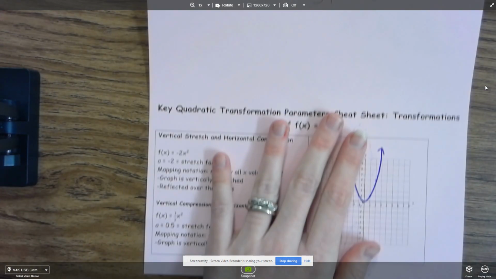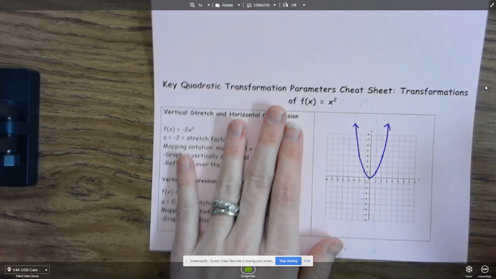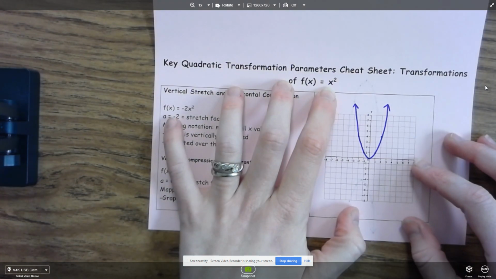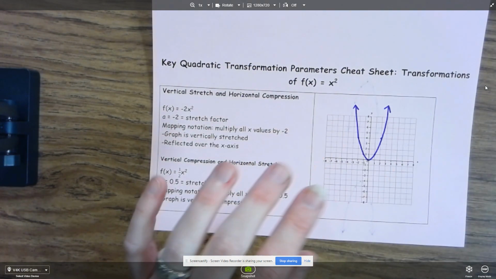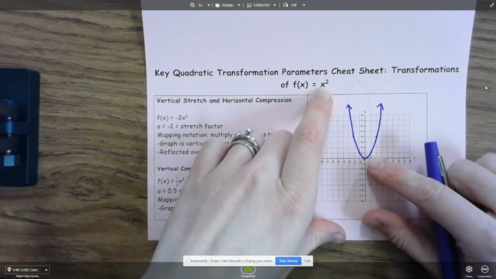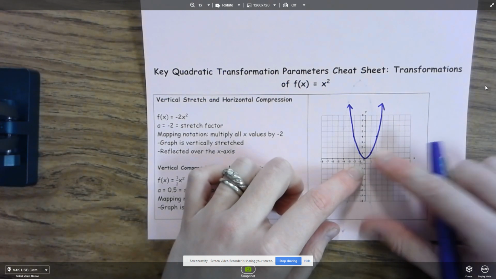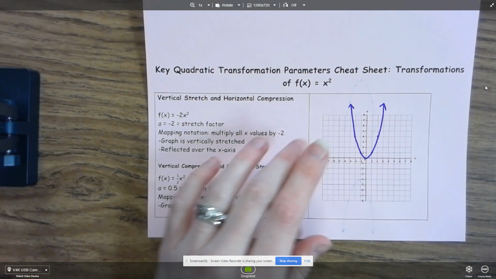This video is for key quadratic transformation parameters. So we have these parent functions. x squared is a parent function, and that parabola looks like this. If you plugged values into x squared, if you plugged 1 in, you'd get a 1. If you plugged a 2 in, you would get a 4.